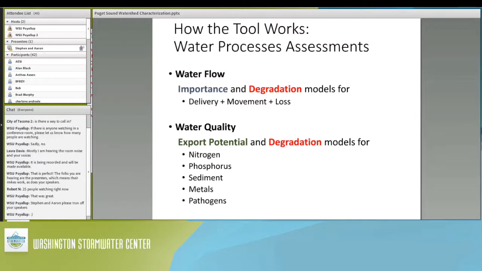So the importance model is looking at the watershed as it was naturally, without any alteration or stressors apparent or present. The water quality model is similar.